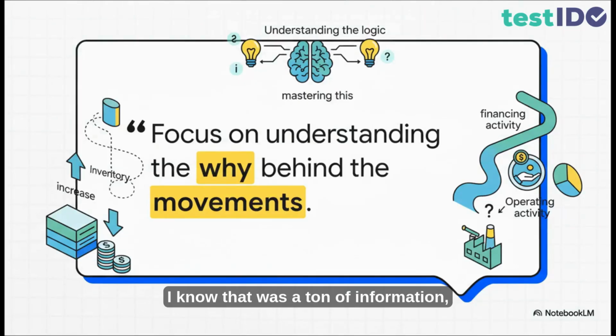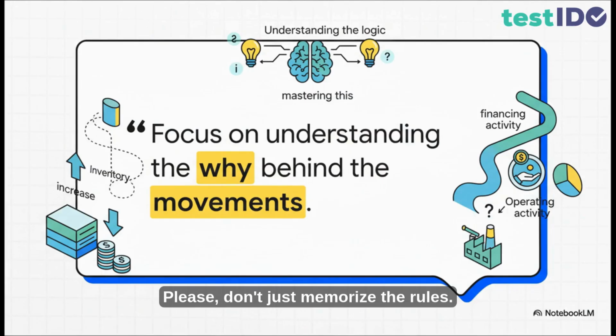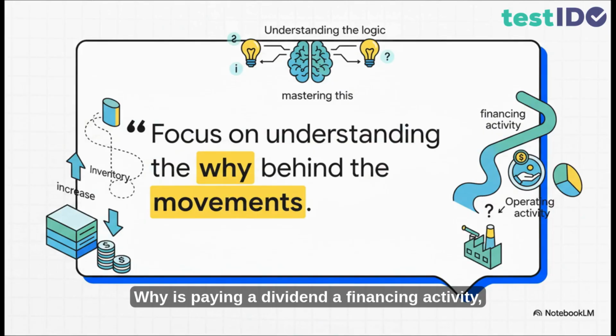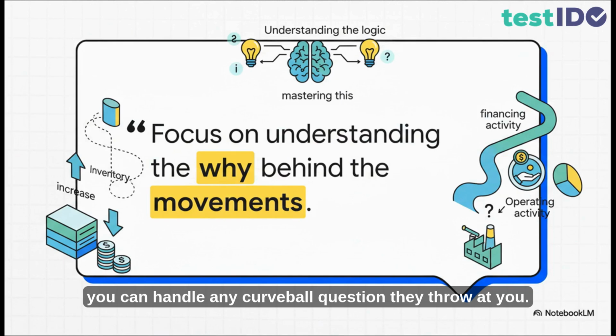I know that was a ton of information, but here is my biggest piece of advice as you prep for your exam. Please, don't just memorize the rules. Focus on understanding the why. Why does an increase in inventory make cash go down? Why is paying a dividend a financing activity and not an operating one? When you really get the logic behind it, you can handle any curveball question they throw at you.